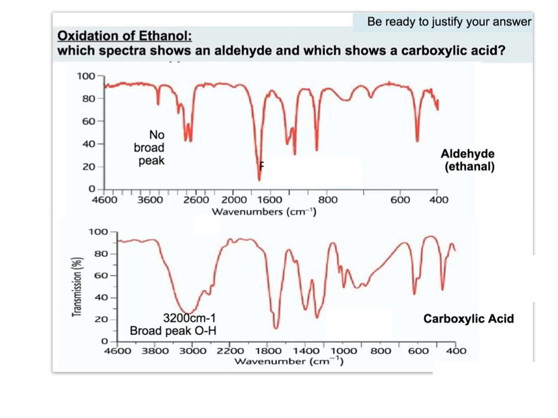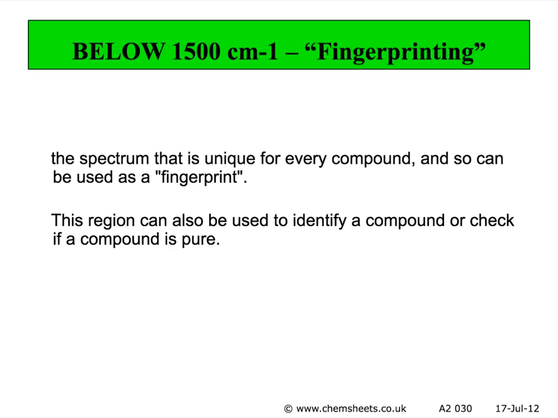So you can see they also both have these quite deep, thin absorption peaks here. So this one, due to the C double bond O, and this one is also due to the C double bond O. So both of them must have C double bond O. But this is the point which tells you that this is the carboxylic acid. So I mentioned that anything below 1,500 cm to the minus 1 is called the fingerprint region. This is the spectrum that is unique for every compound, and so it can be used as a fingerprint.